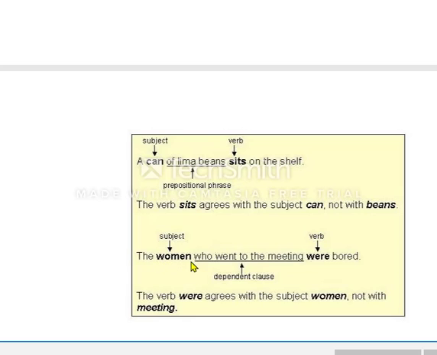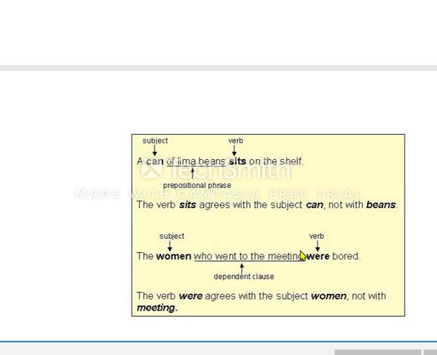If you think that meeting is singular and you will just use was, no, you will not use was because the subject is the women, not who went to the meeting. This is basically a dependent clause. It means the women just depend on the clarification, then who went to the meeting. Who were the women who went to the meeting? Meeting is in singular form, but the subject here is women. In the former sentence, the subject was can and can was singular, so here the subject is in plural form, so you will use were, not was.